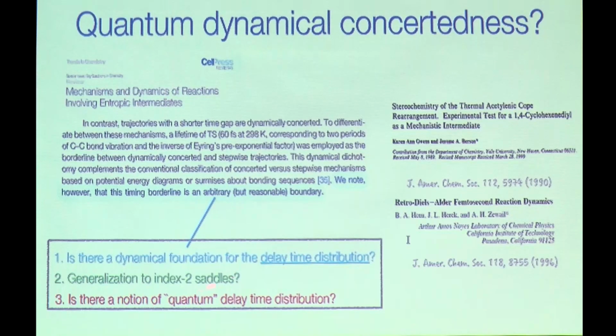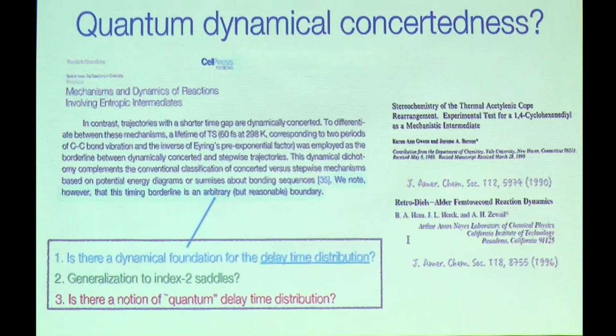So there are actually three clear questions one can ask. One, is there a dynamical foundation for this delay time distribution? The second is, can you generalize this to index 2 saddles or higher index saddles? And third, is there even a notion of a quantum delay time distribution? Ultimately, we may run classical trajectories, but ultimately we have to ask, if you do quantum mechanics, is classical mechanics going to hold up or not? And this is extremely important, because there is more than one way in which quantum mechanics has surprised people. So we wanted to look at this a little bit more carefully.